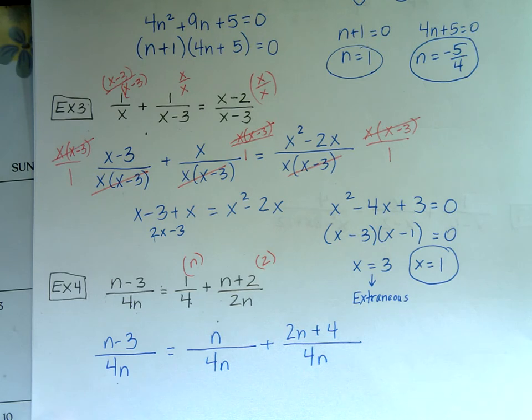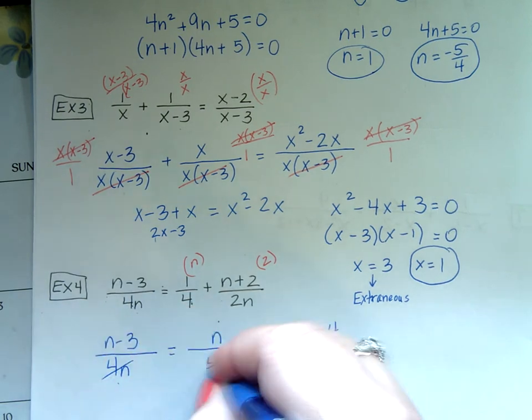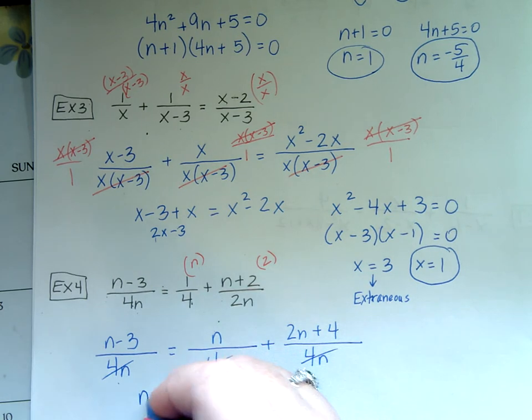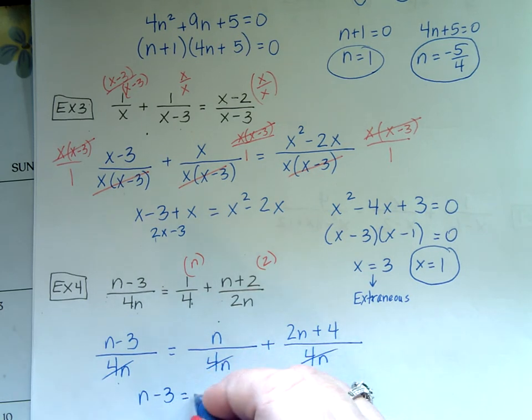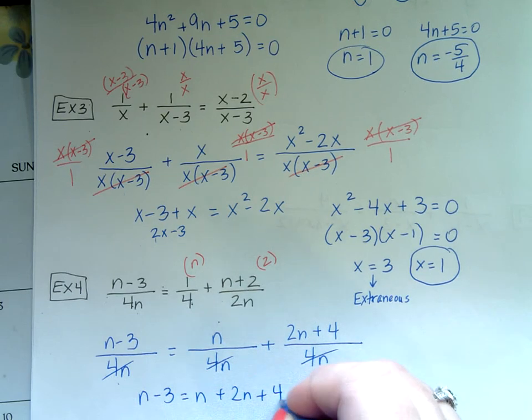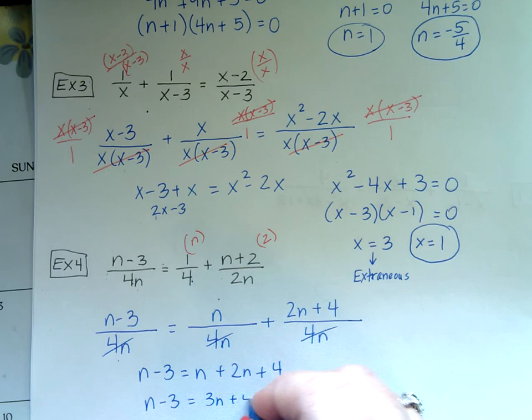All right, here's where the trick comes in, right? You multiply by 1, and you can only do this after you get the common denominators and figure out what your new numerators are. Then you multiply everybody by 4n over 1. Cancel, cancel, cancel. And you're left with just the numerators. So I have n minus 3 equals n plus 2n plus 4. So let's see what we got. We have n minus 3 on the left, and on the right we have 3n plus 4.